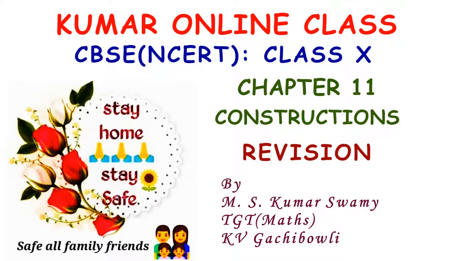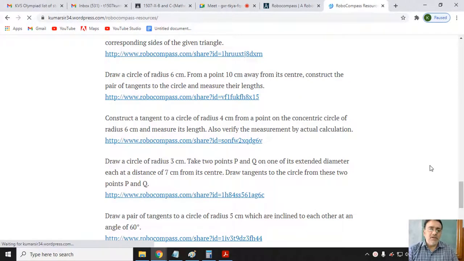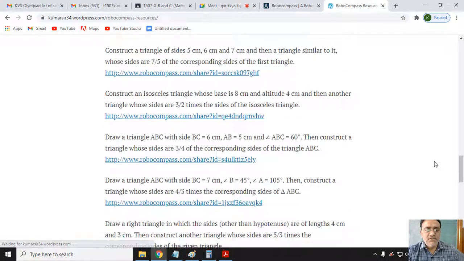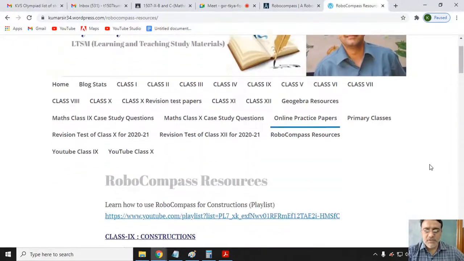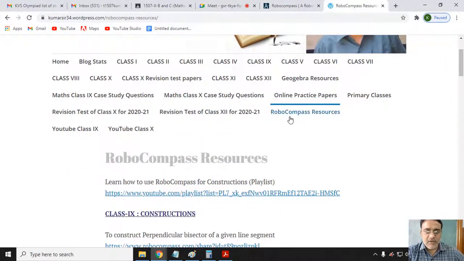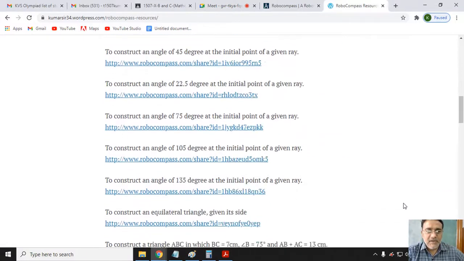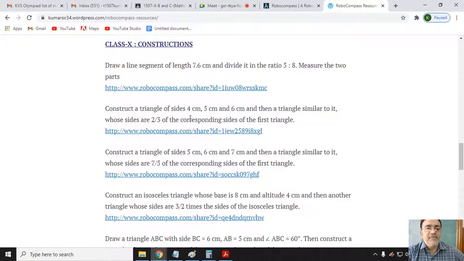Today we are going to start revision of chapter number 11, construction. Only few constructions are there. So once you look here, this is the resource available in my website, RoboCompass resources. The whole 9th and 10th resources are there. So from class 10th first exercise, only one construction has to be done, that is the division of line segment.